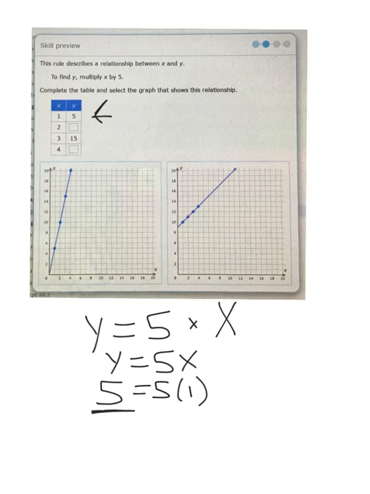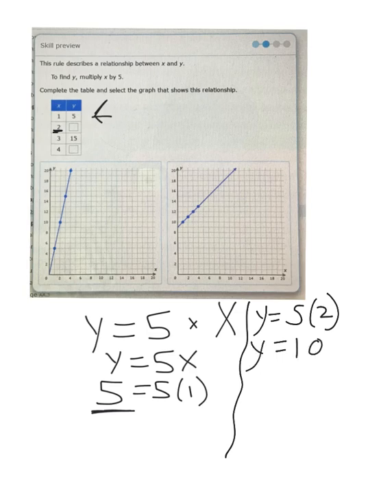But we don't yet know what the y value is when x is 2. So let's try plugging it in. I'm just going to draw a line here to make it a little more clear. So y equals 5 times, and this time we're saying x is equal to 2. So when x is 2, 2 times 5 is obviously 10. Y equals 10. So I can write that in there.